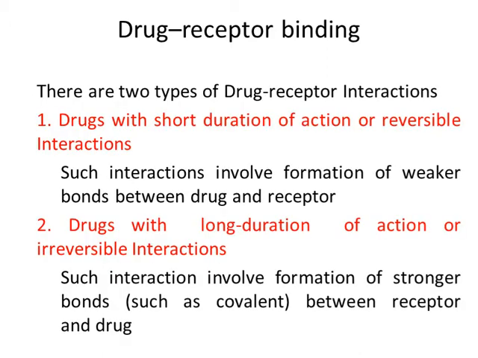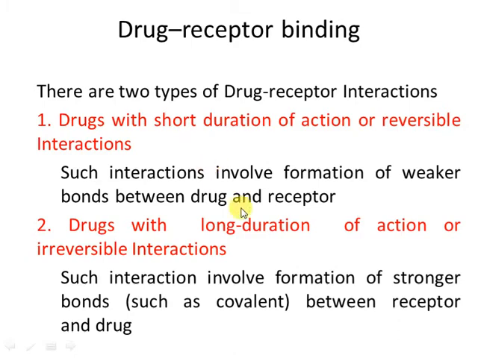So firstly, when the drug binds with a receptor, right? Such type of interaction has two types. Number one, if the drug binds for a shorter duration and the binding is reversible, right? So it can bind with the receptor and detach from the receptor. So if the binding is reversible and short term, this is the first type of bonding, in which we say the drug has a short duration of action and is reversible.